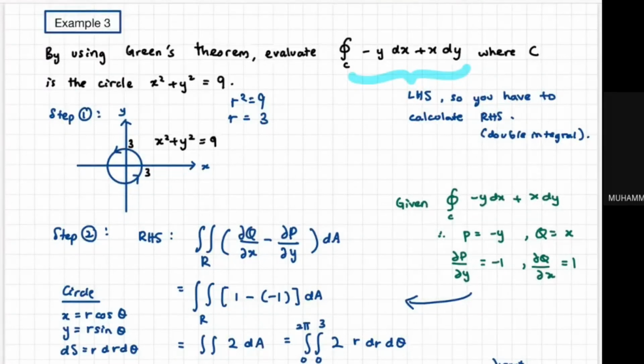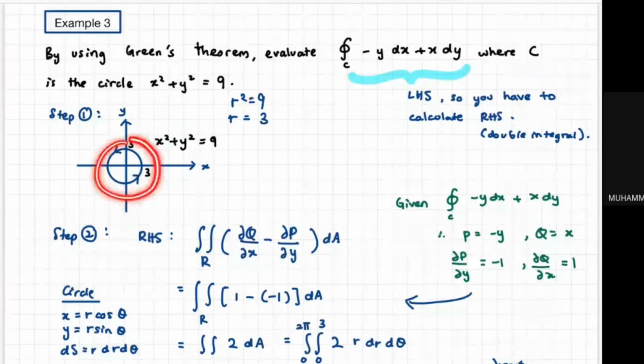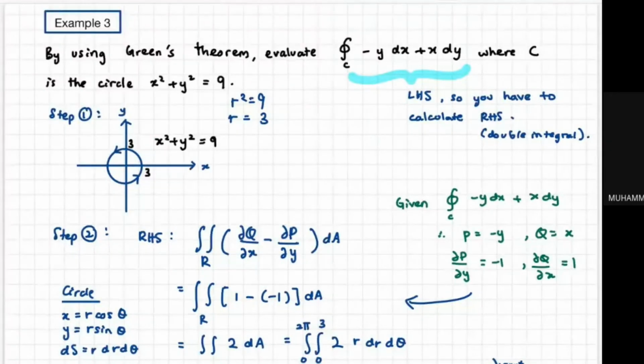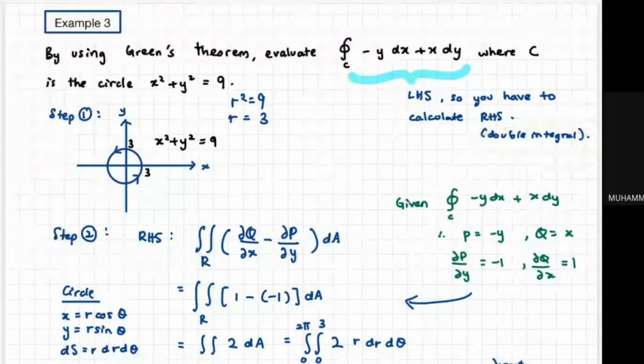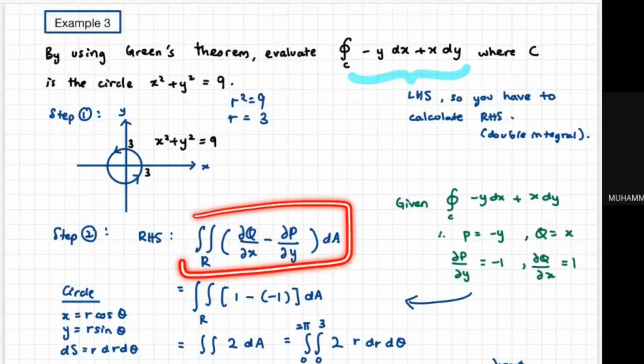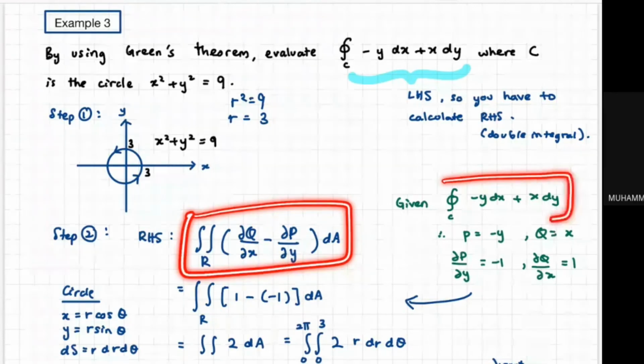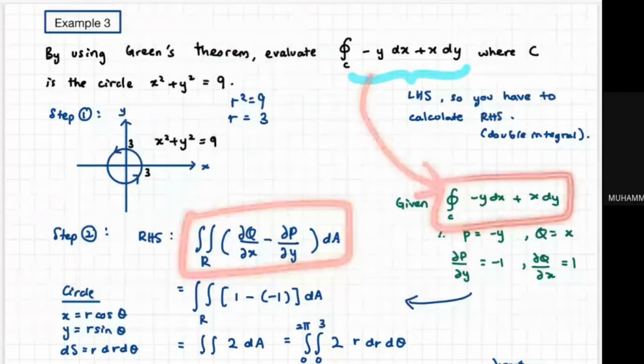Step number 1 is to sketch the circle. So your r squared is equal to 9, so your r is equal to 3. Here is the left hand side figure. Left hand side is the single integral, line integral clockwise. So you have to calculate the right hand side, the double integral. So let's calculate the double integral.